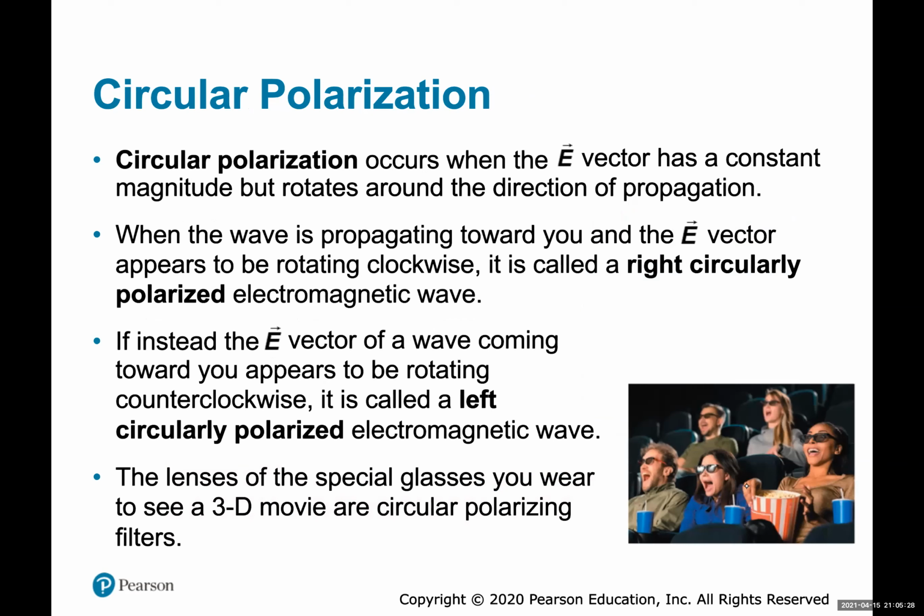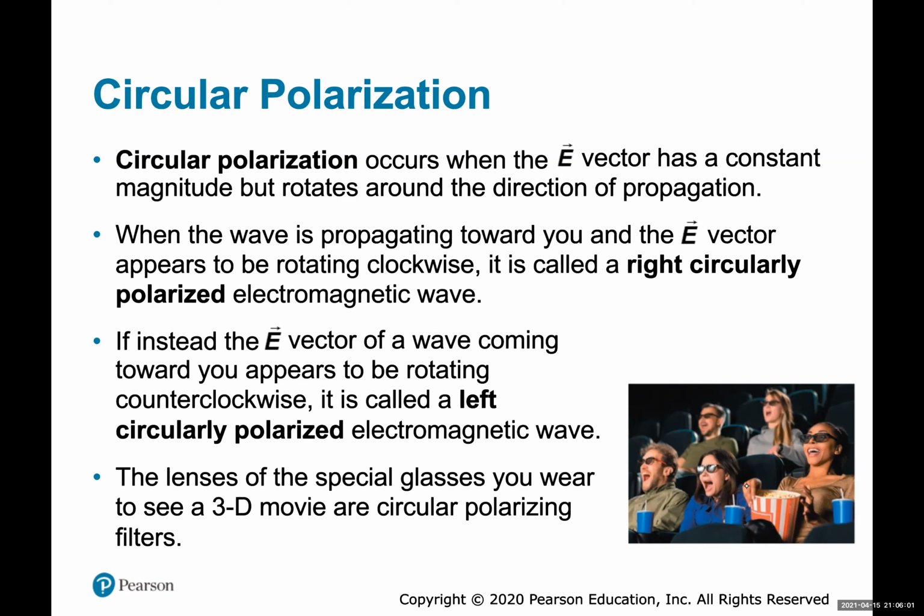When the vector E has a constant magnitude but rotates around the direction of propagation, we can call it circularly polarized. Think phasors here. The old school 3D glasses were different colors, red and blue. That's maybe not the best because you don't achieve color fidelity that way. You're filtering everything through red and blue.